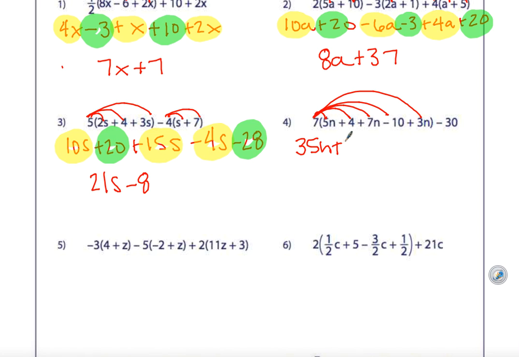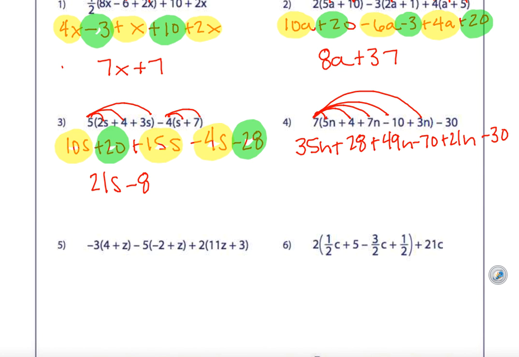7 times 4 would make positive 28. 7 times 7n would make positive 49n. 7 times -10 would make -70. 7 times 3n would make positive 21n. And then you would have -30 at the end.